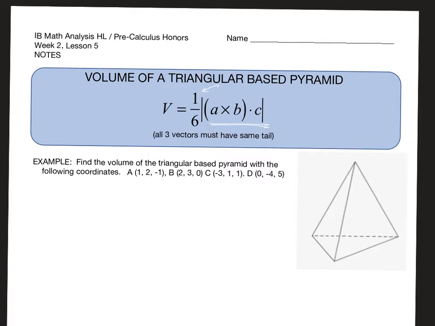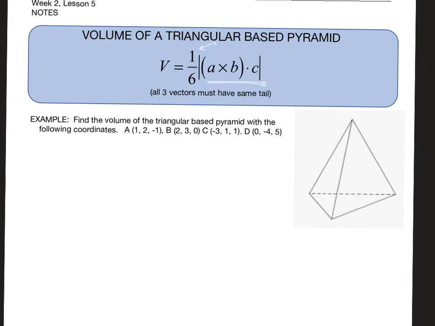So I am going to label it so you can kind of see what the same tail means. So if I label this as A, and this is B, and this is C, and this is D, I'm going to use A as my common tail. So you can kind of see that I'm going to have vector AB, vector AD, and vector AC, and with those three vectors all coming from the same spot, this formula will work wonderfully.